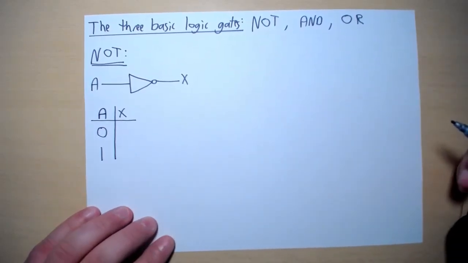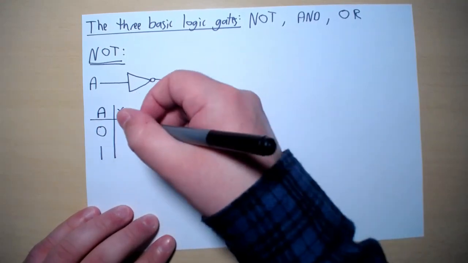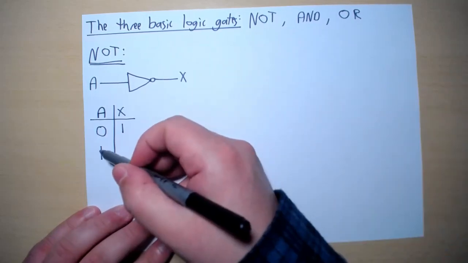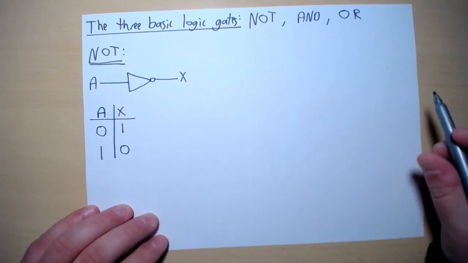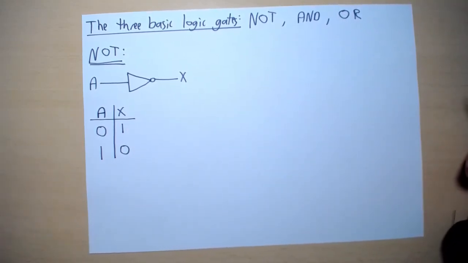Now the NOT gate works like this. If we give it a 0, it will give us the opposite. It will give us 1. And if we give it binary 1, it will give us back binary 0. So in other words, a NOT gate acts like an inverter gate.